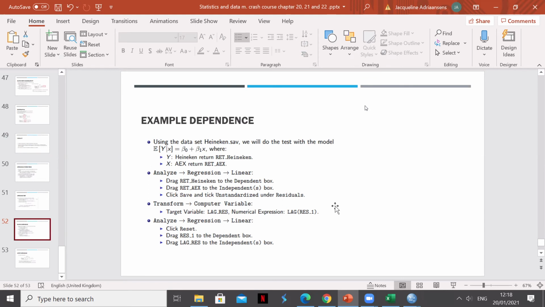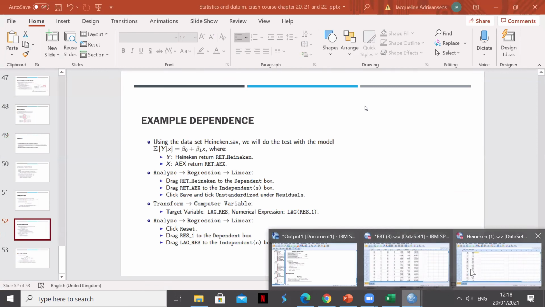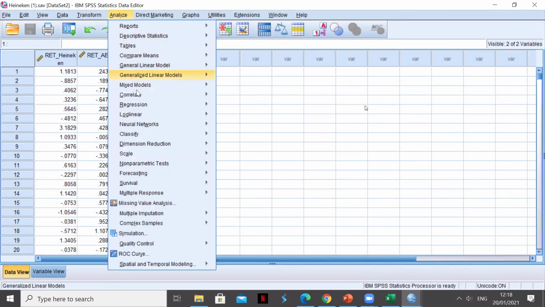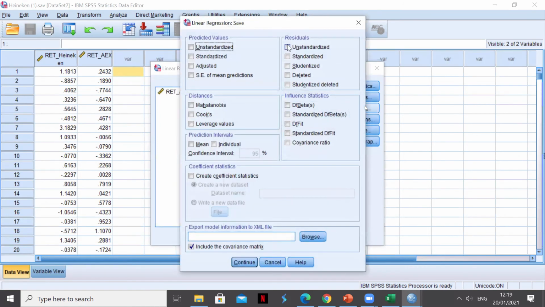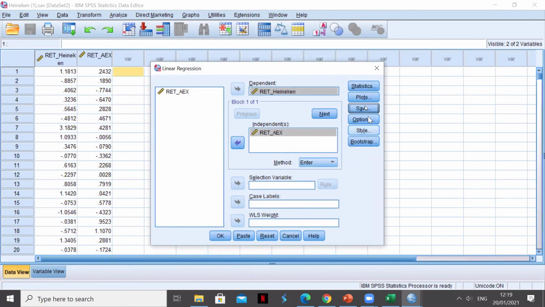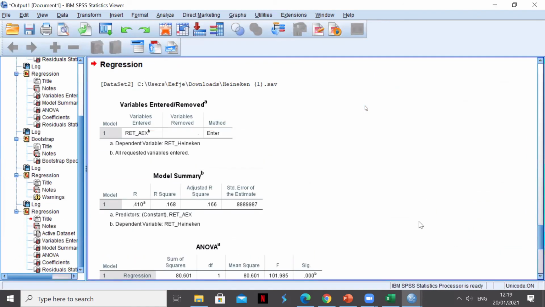So what we're going to do is first you always estimate your normal model. You go to the Heineken, you go to Analyze, Regression, and Linear. And you put your Heineken in the dependent one and the AEX in your independent one. And you're going to go to Save, and you save your unstandardized residuals. Continue, because we of course want our residuals to test if the residuals are independent. So that makes sense. And then we get our model.